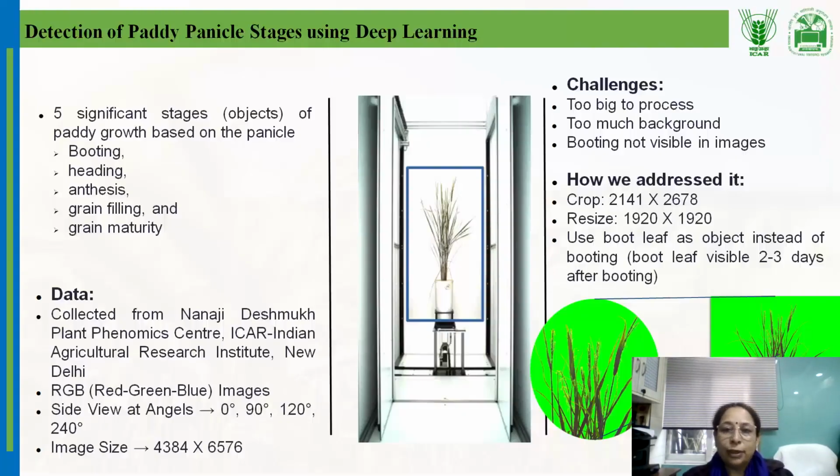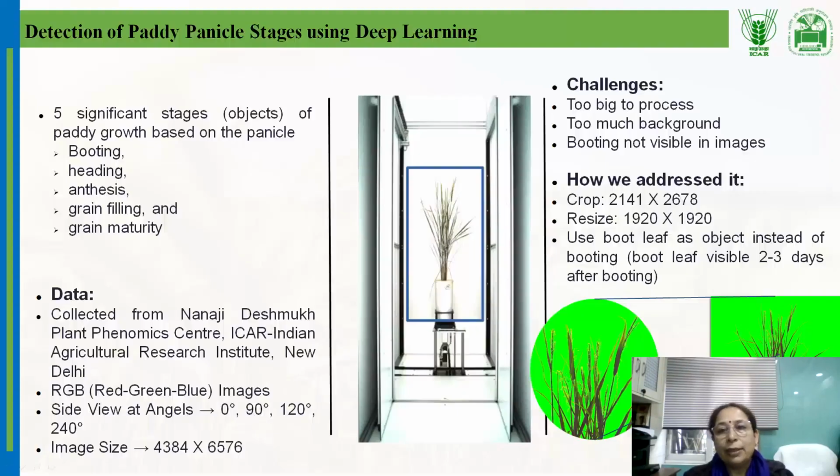Again, the data for this particular study is also collected from the Nanaji Deshmukh Plant Phenomics Center. We have considered the RGB images, and we have considered the images from 4 different directions. Because the image size you can see here is very big, 4384 by 6576, because for certain stages, for certain objects to be identified, we need to take images which are very big in size.